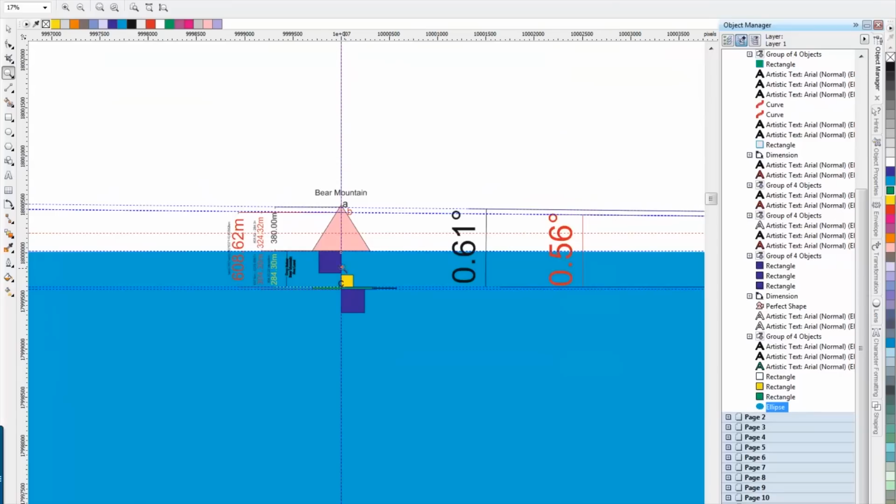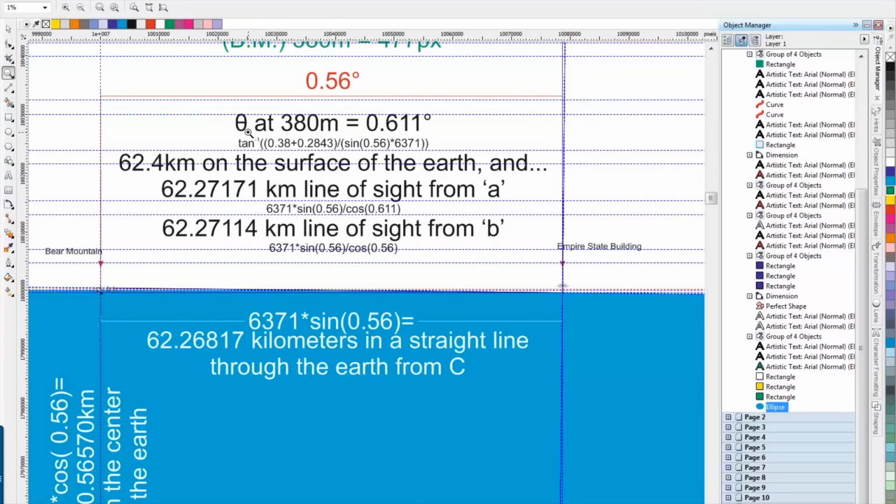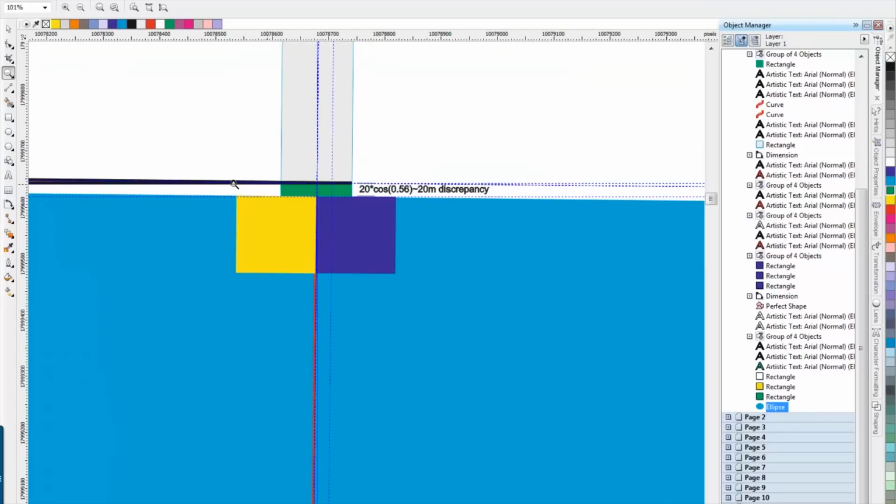All right, let's go to Bear Mountain. This is Bear Mountain with all the information. We have two points of interest here, A and B. This angle we're already familiar with. There's another angle that I calculated, wanting to be more precise, and it's the angle theta. It's the declination line that joins a point on Bear Mountain, which is at 380 meters, and the base of the Empire State Building. This line can be shown here.